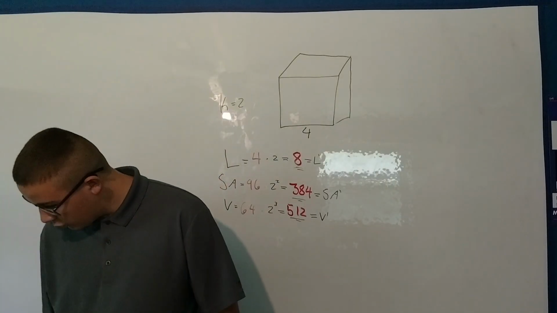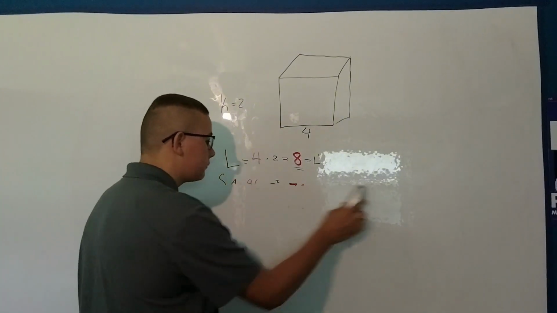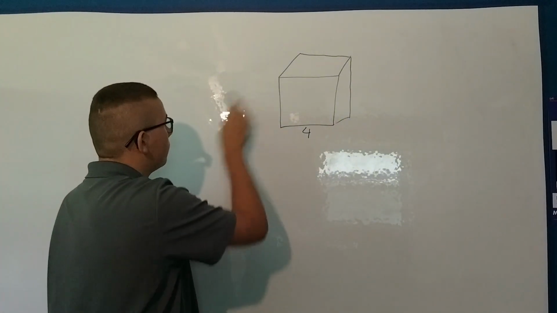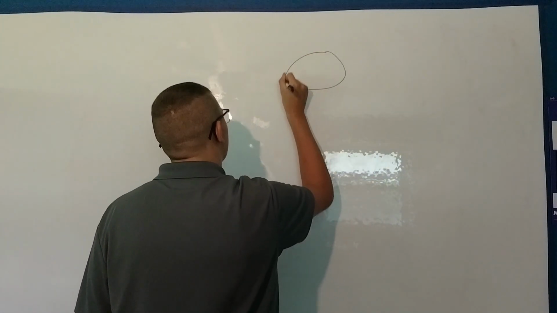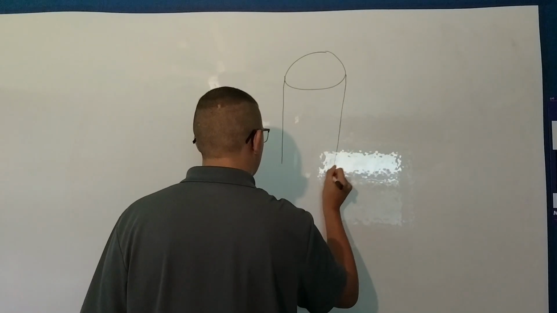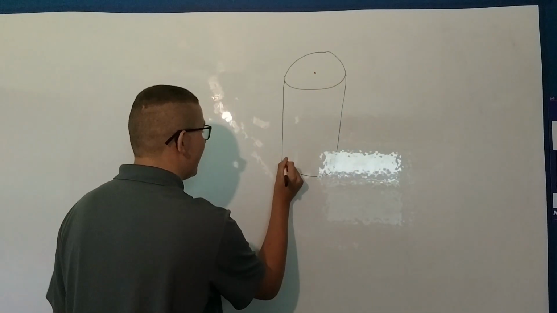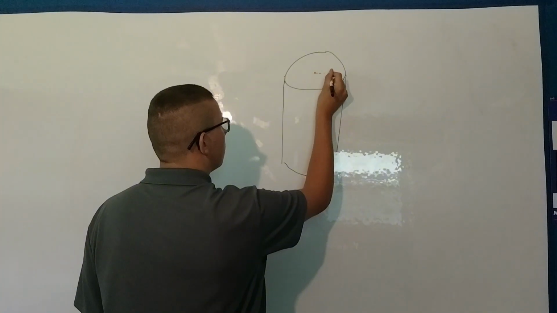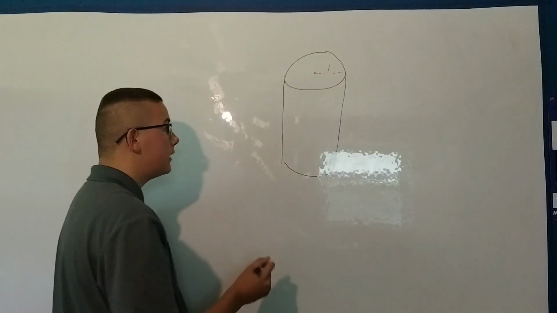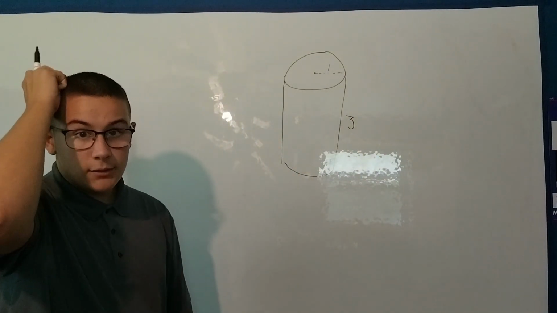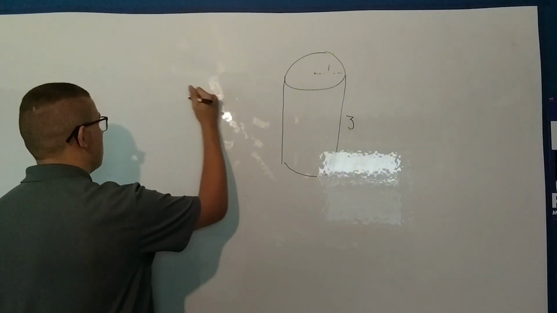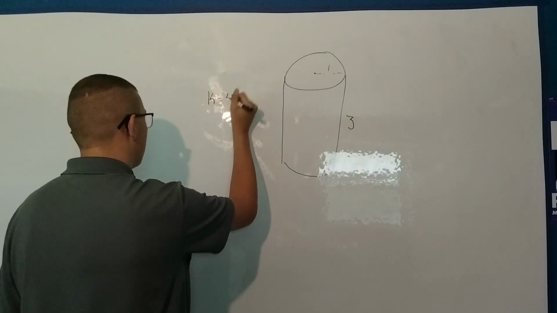I have one more example for you. Here. If we have a cylinder with radius 1 and height 3, so if we have a cylinder like this with radius 1 and height 3, like that, I want you to scale it by a factor of 4, where k equals 4. We're scaling by 4.